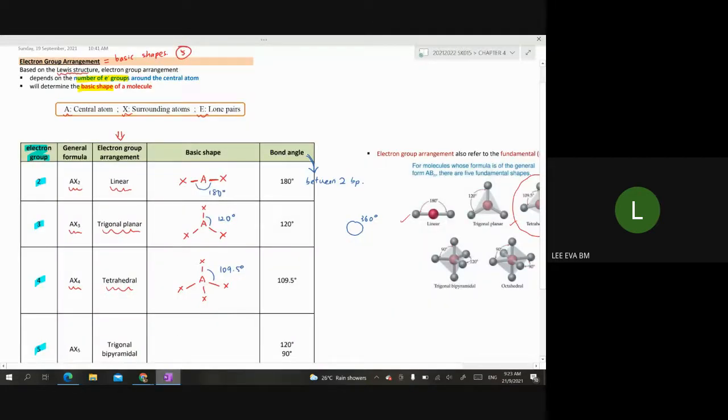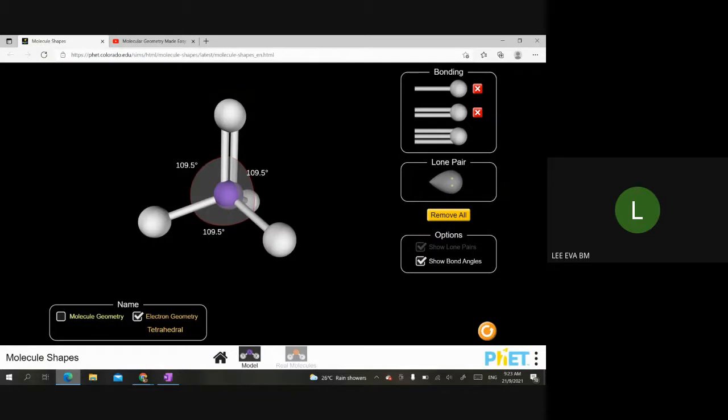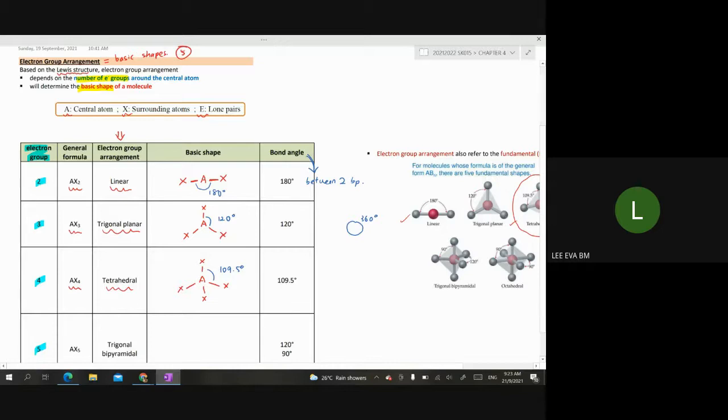Is there any questions? Ada soalan ke? Ada. Nah, ya. Okey, kalau tak ada kita proceed kepada 5 electron groups.